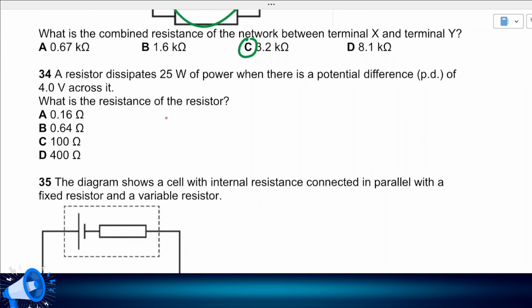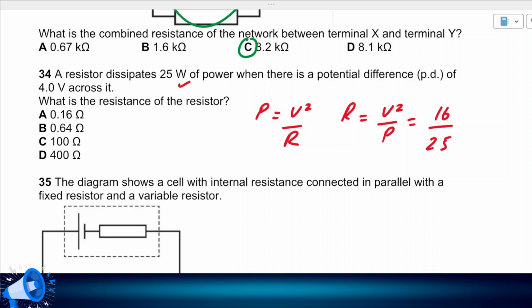Okay, then we have the next one. What is the resistance of the resistor? Power is given, potential difference is given. So P equals V square over R. R equals V square divided by P. Square of this one would be 16. Power is 25. So you hit it on the calculator, and what we get is B, 0.64 ohms.